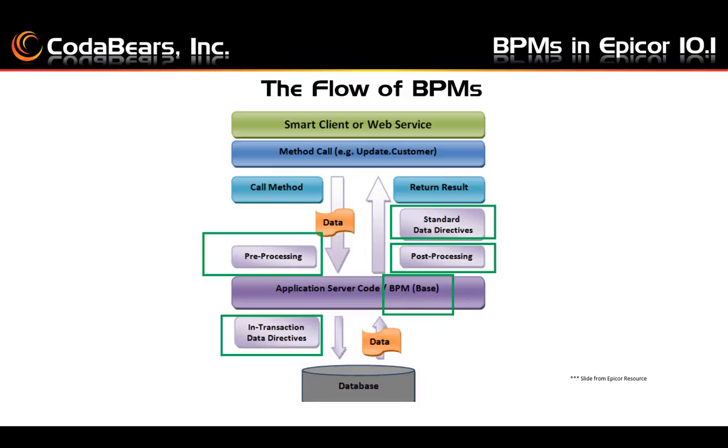Then there are 2 types of data directives. The in-transaction data directives happen when the data transaction is about to be applied to the database. And then the standard data directives are executed after the post-processing and include all accumulated database changes passed through to them. Today's presentation will only show a couple of examples for the pre-processing method directives.